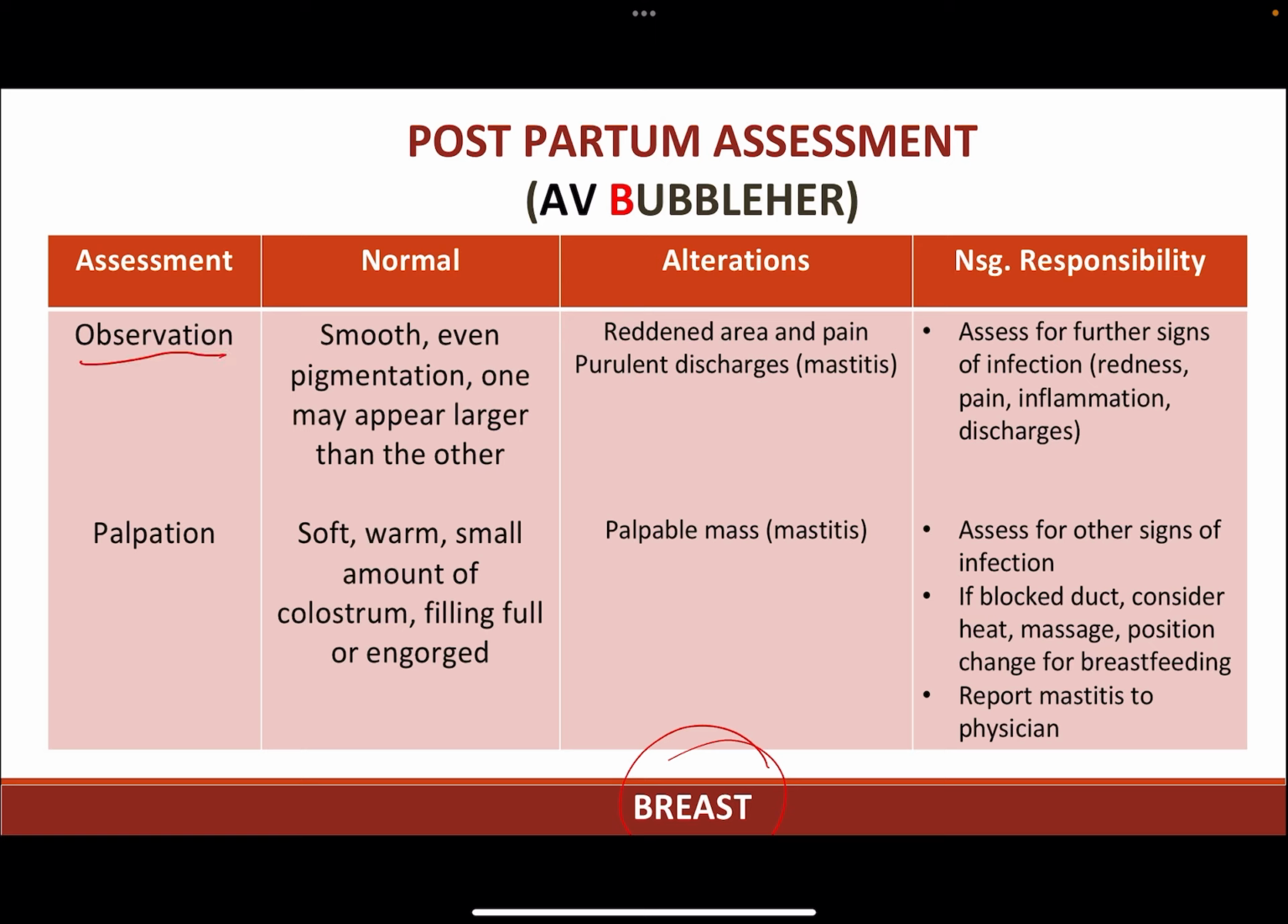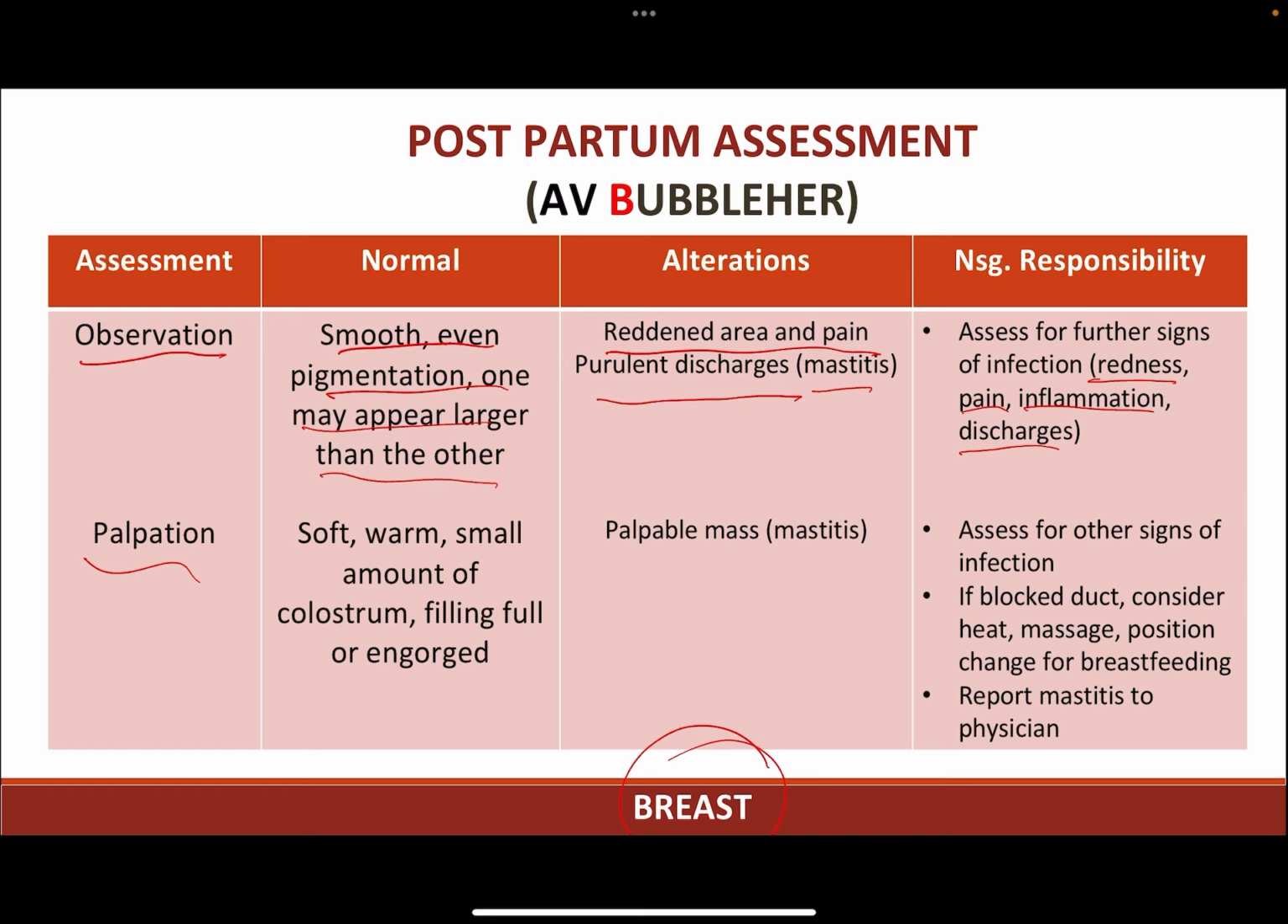In our other B, after the vital signs, we have our breast. For our observation, we have smooth, even pigmentation. One may appear larger than the other. In an alteration, there is a reddened area and pain, purulent discharge, or mastitis. So you have to assess for further signs of infection: redness, pain, inflammation, and discharges.